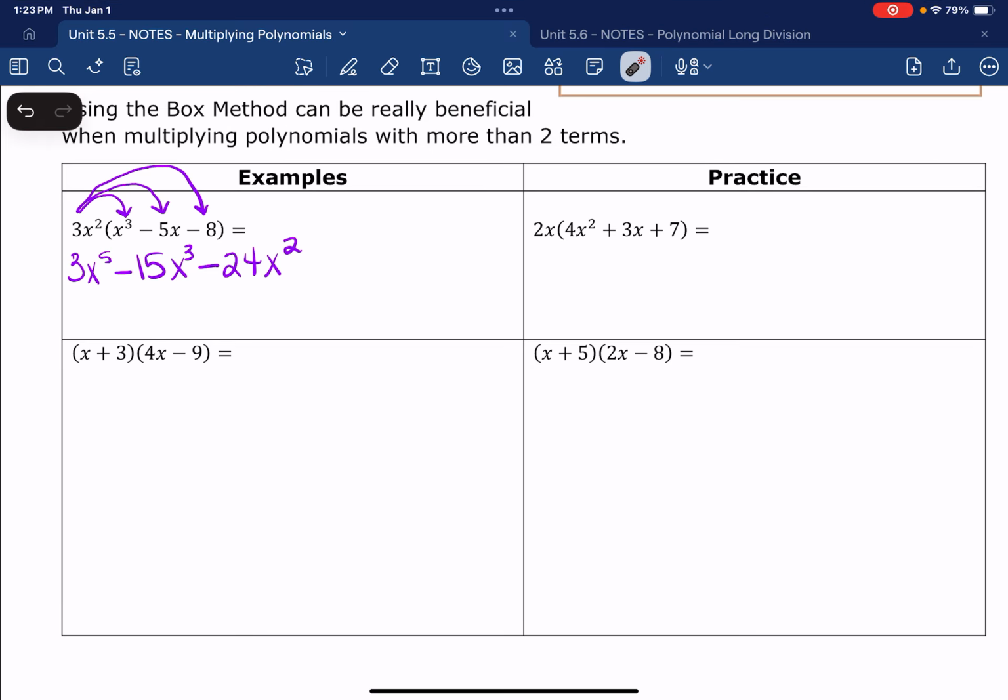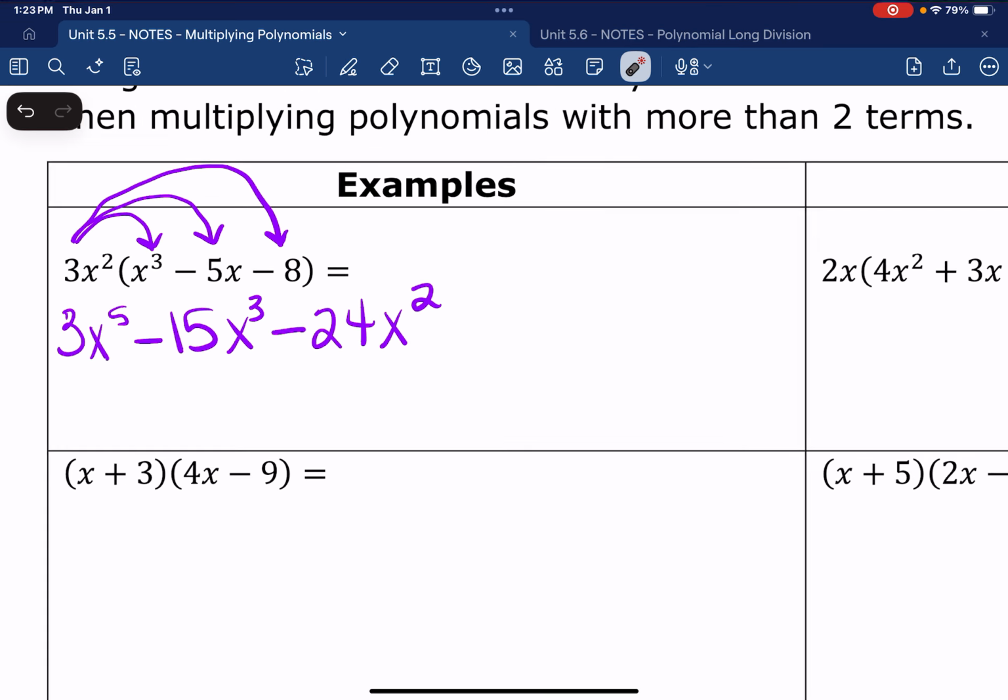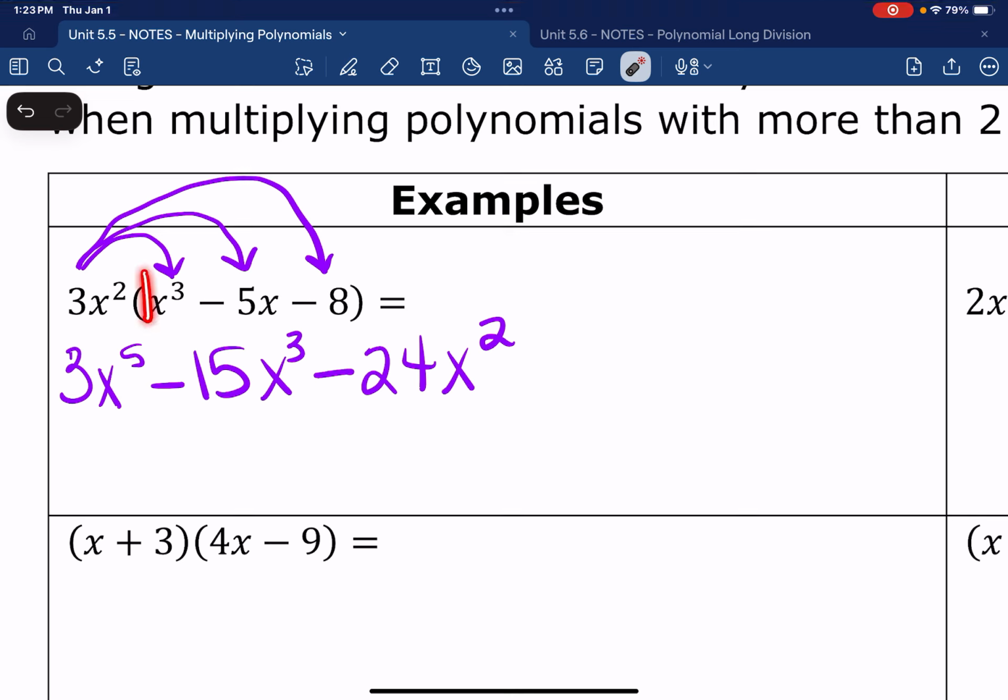Remember that anytime you have a variable and it doesn't look like you have a coefficient, there's always an understood 1. So when we multiplied 3x squared times x cubed, that was just 3 times 1. That was our coefficient. And then when we have a variable and it looks like it doesn't have an exponent, that's just an understood exponent of 1. So when we multiplied our 3x squared times that negative 5x to the 1st power, when we added our 2 and our 1 together, that's where we get this exponent of 3. Just little Algebra 1 reminders.